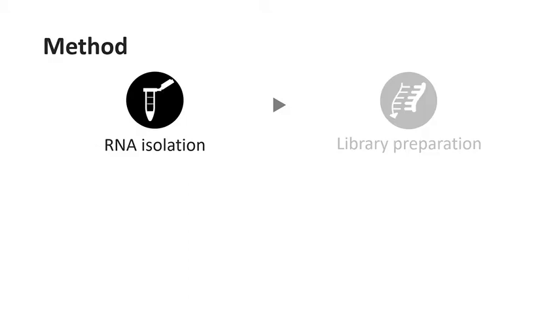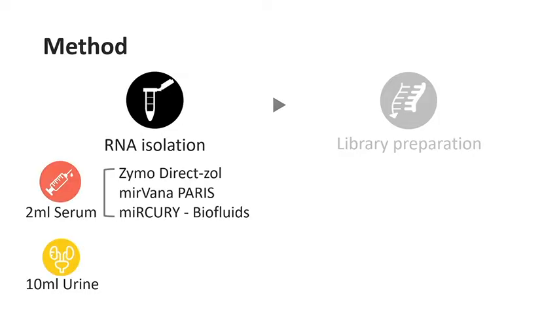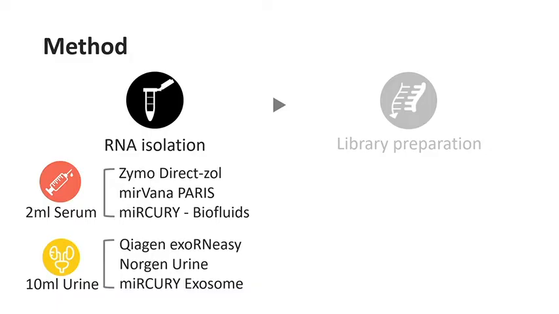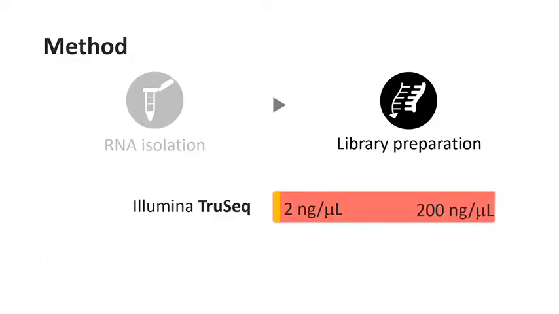For the method, for RNA isolation, I have 2 ml serum, 10 ml of urine from our dogs. And then for each type of sample, I compare 3 different isolation methods, these 3 for serum, and also these 3 for urine. And then jump to library preparation. Remember we talked about the most commonly used library preparation kit is the Illumina TruSeq. But I also include another kit, the BioNext Flex, which requires much less total RNA as input for the library preparation. So now people have an understanding of why you're comparing these 2 different library preparation kits.